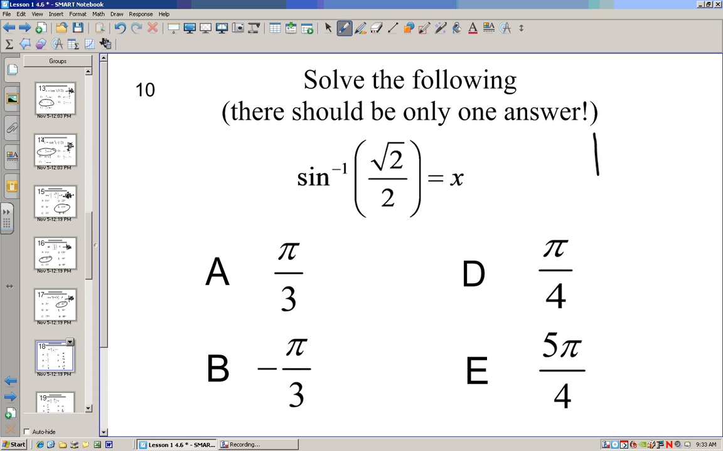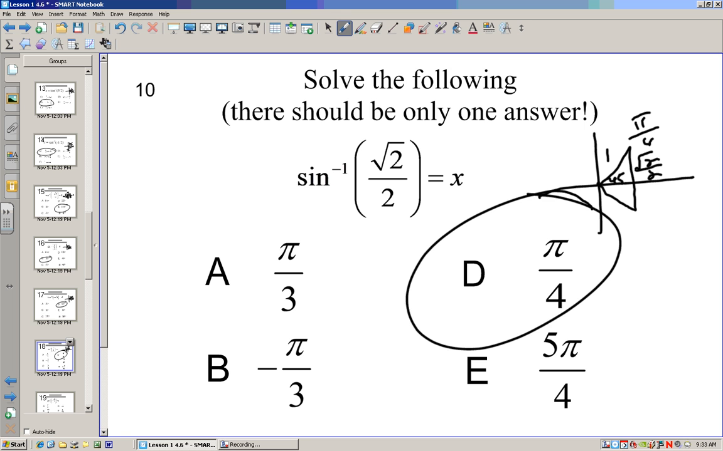Inverse sine of root 2 over 2. We know automatically that's a 45, 45, 90 triangle. And it's positive, so it's going to be up in quadrant 1. So root 2 over 2, 1. This is 45 degrees. So in radians, that's pi over 4.